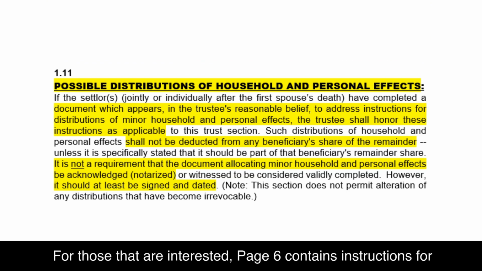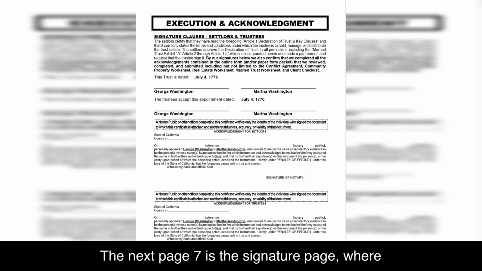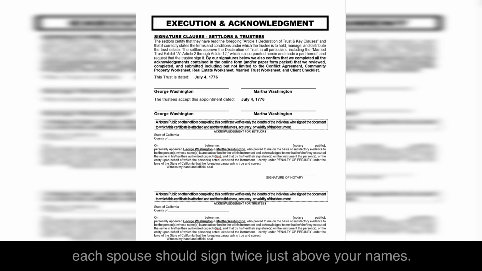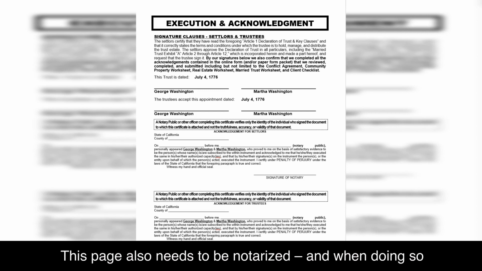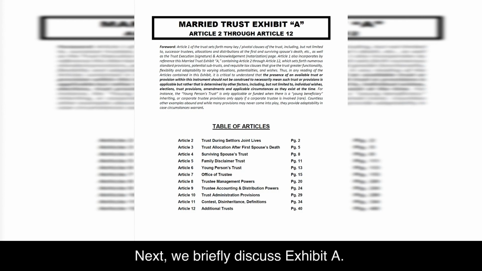For those that are interested, page 6 contains instructions for specifying the distribution of certain household and personal effects. The next page 7 is the signature page, where each spouse should sign twice just above your respective names. This page also needs to be notarized, and when doing so, make sure the notary completes both acknowledgments. Next, we briefly discuss Exhibit A.